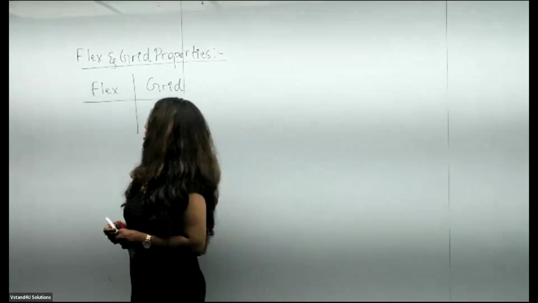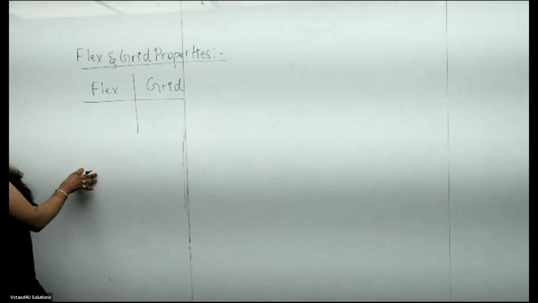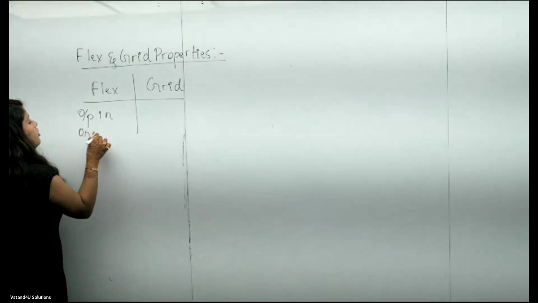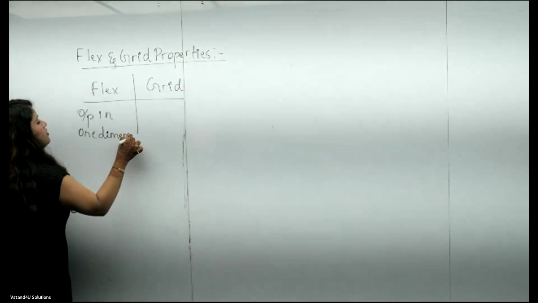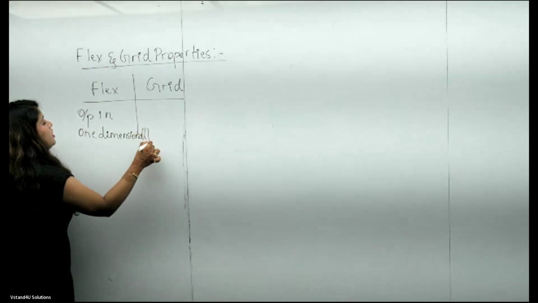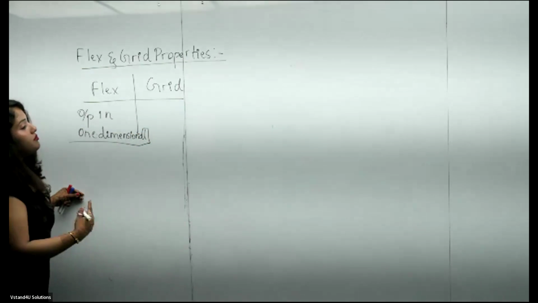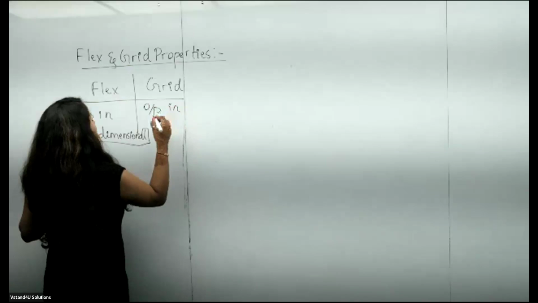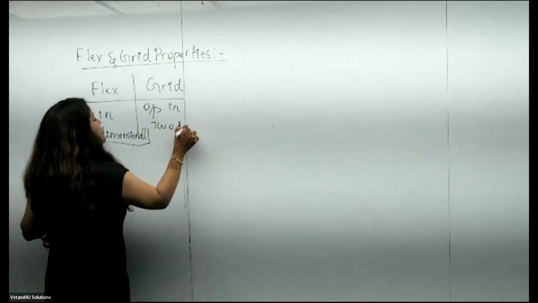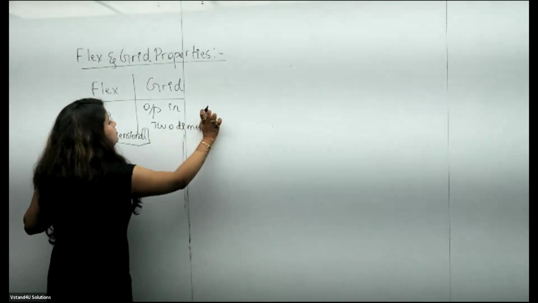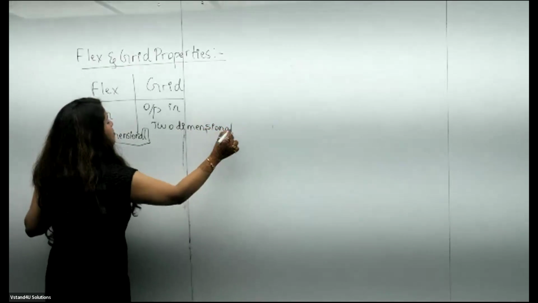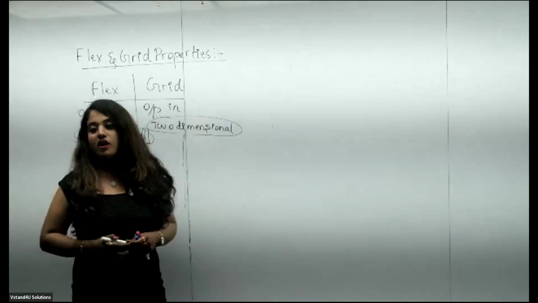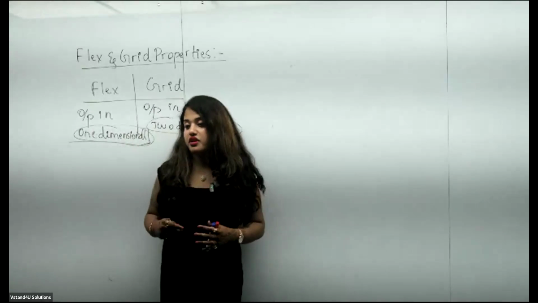See, I will tell you that flex is used to display your output in one dimensional manner. Then what may be your grid? It is used to display your output in two dimensional. Yes or no? Now tell me, what is the difference between one dimension and two dimensions?